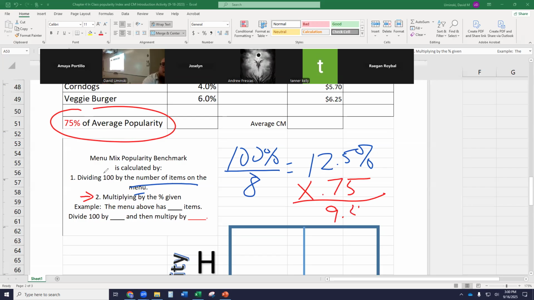9.375, so we're going to make that 9.4. So that is our benchmark. 9.4 is our benchmark.